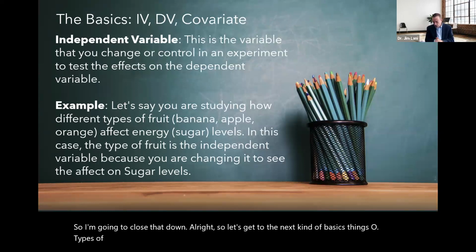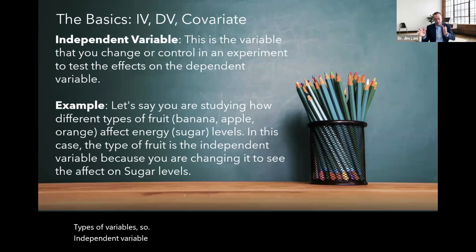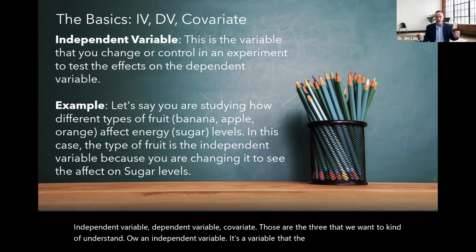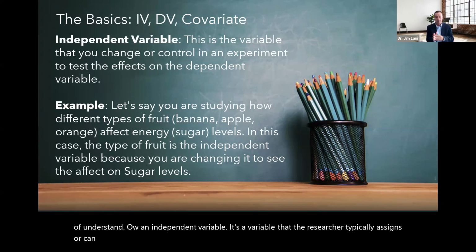Types of variables. So independent variable, dependent variable, covariate. Those are the three that we want to kind of understand. So an independent variable is a variable that the researcher typically assigns or can change, okay, in the experiment. And it's something that the dependent variable is going to depend upon.